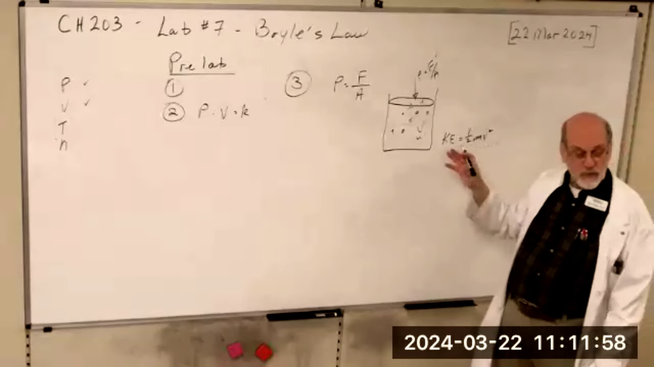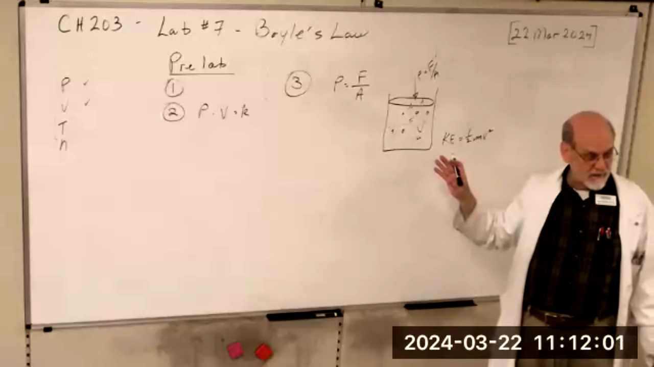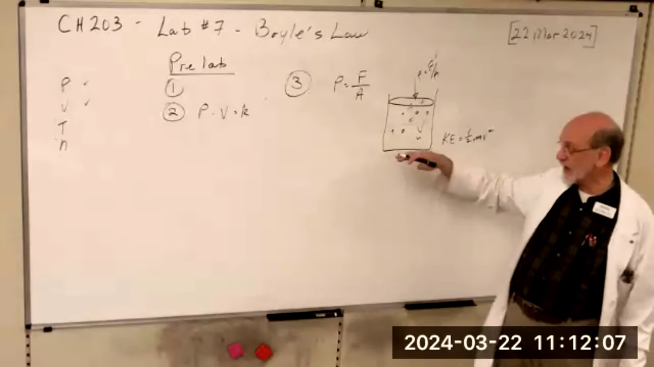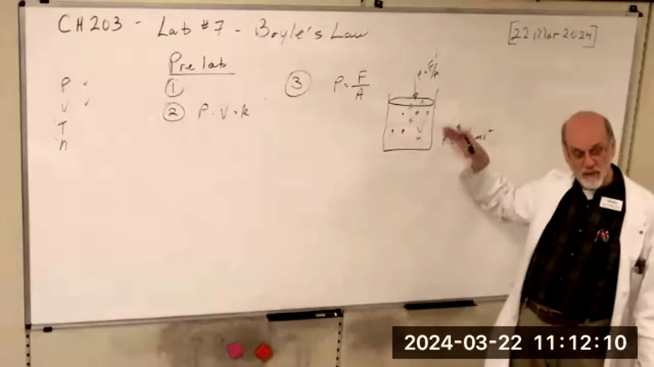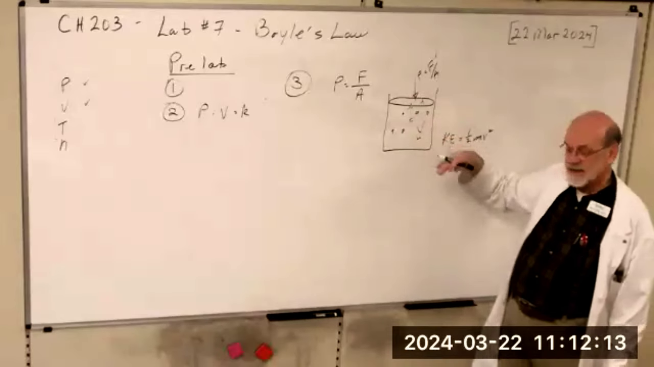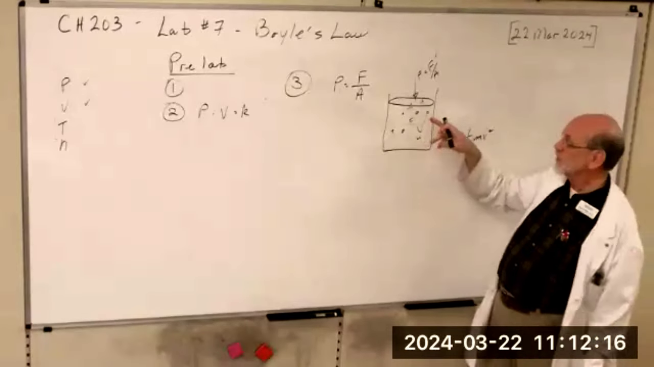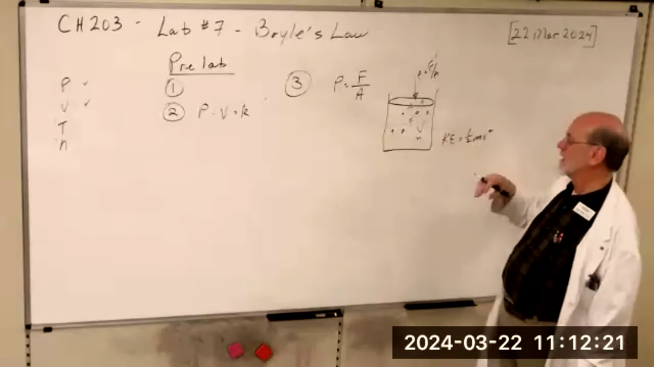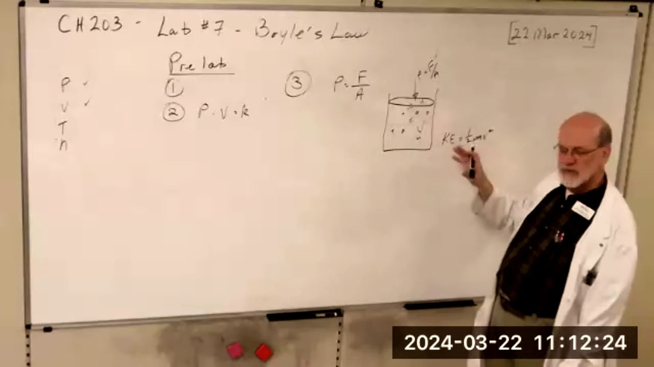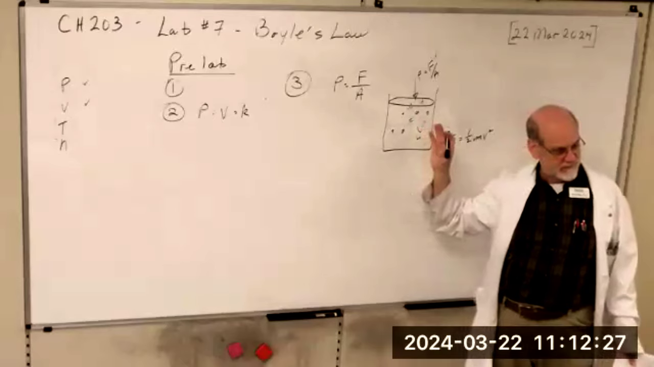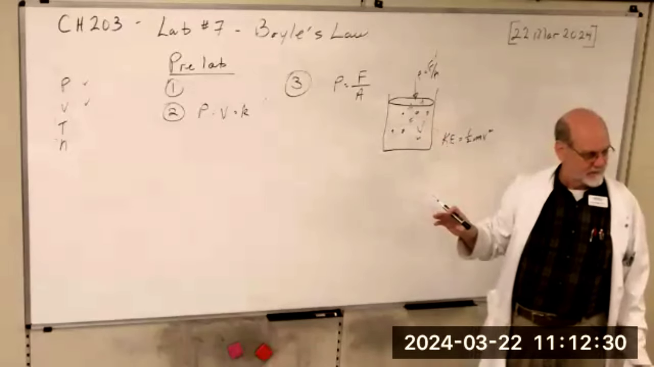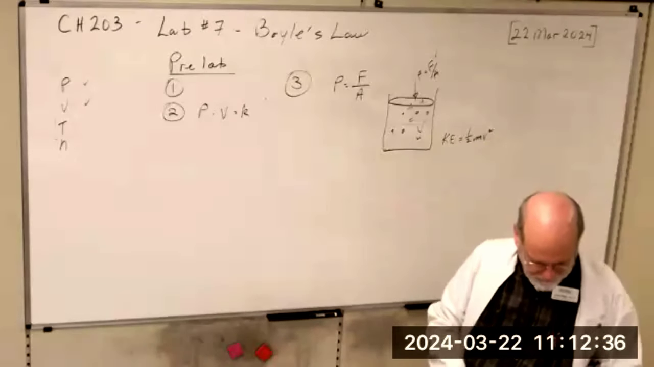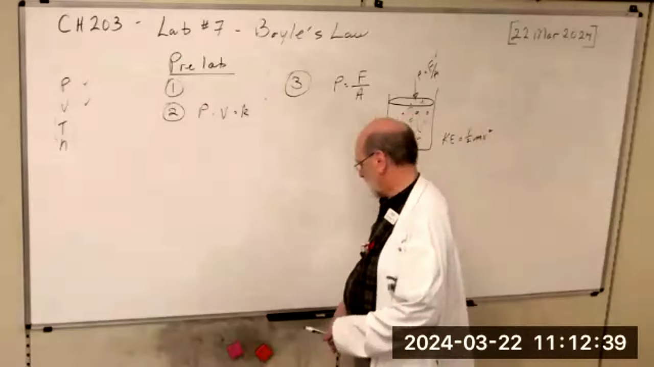Well, you've got particles still moving. But how many impacts are you getting? You're increasing the number of impacts. You've got the same number of molecules all moving with the same kinetic energy, but now they're banging against a smaller area. We've decreased the total area, so the number of impacts is increasing against that piston. Put that in your own words, of course. All right, so that was number three.